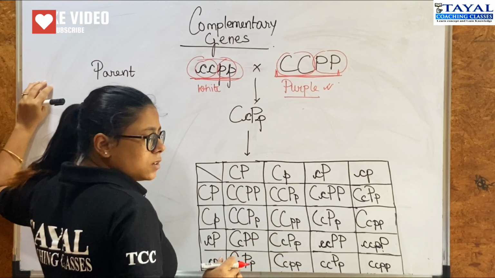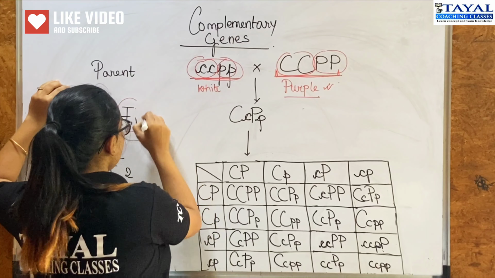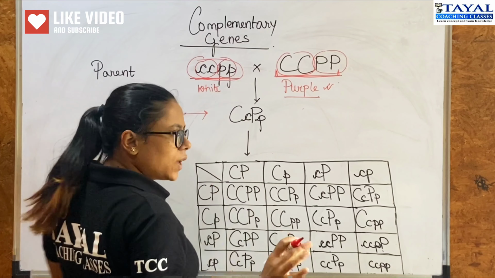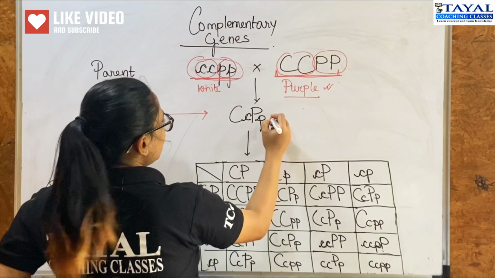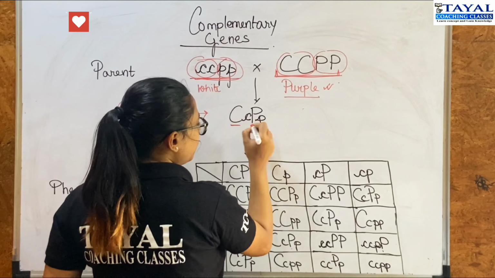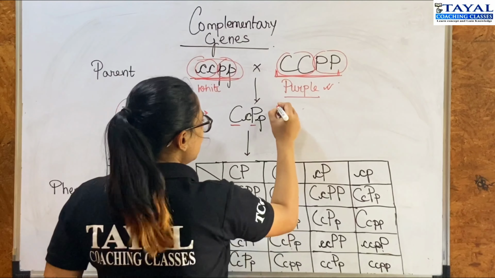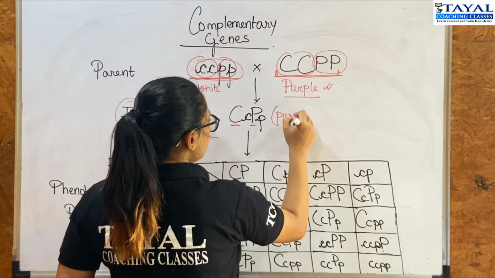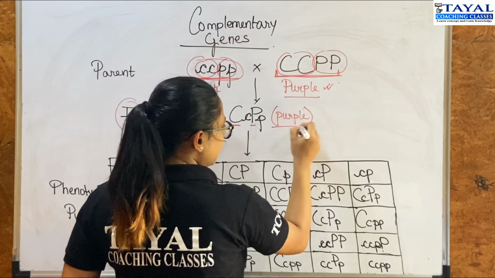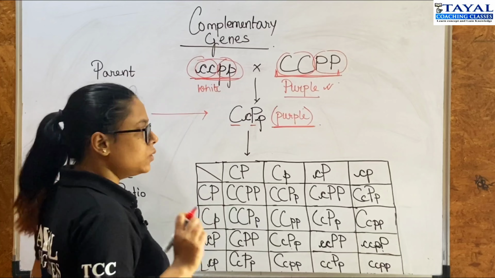So that's our parent. When we will cross it in our F1, we'll obviously get a perfect heterozygous condition in which we have one copy of capital C and capital P, that is dominant C and dominant P, which makes this a purple flower, right? So now let's come to the cross.